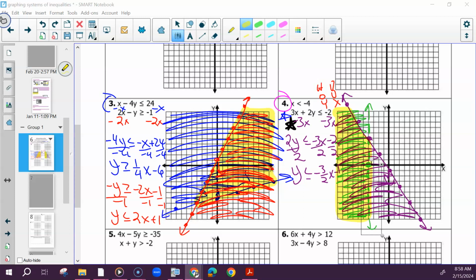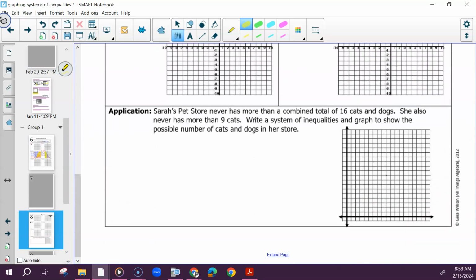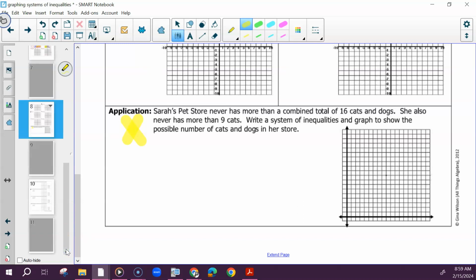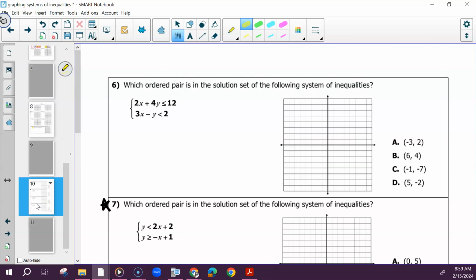Other questions on the following pages? You say that this one, just skip that because we're not doing applications with systems of inequalities, so just don't worry about it. Number 8 on the last page. This one, yeah.